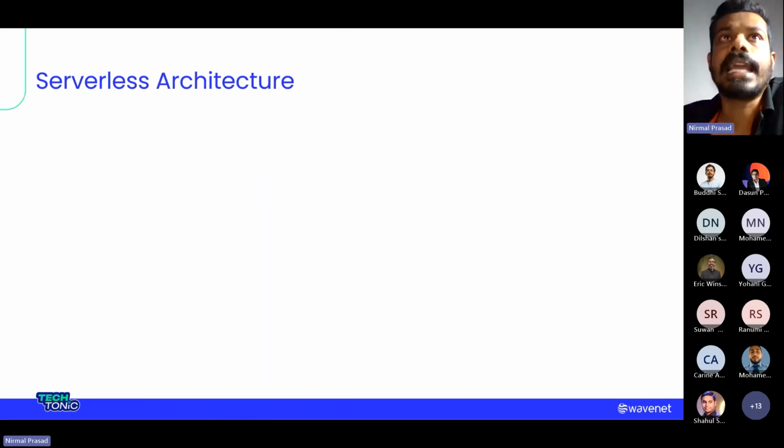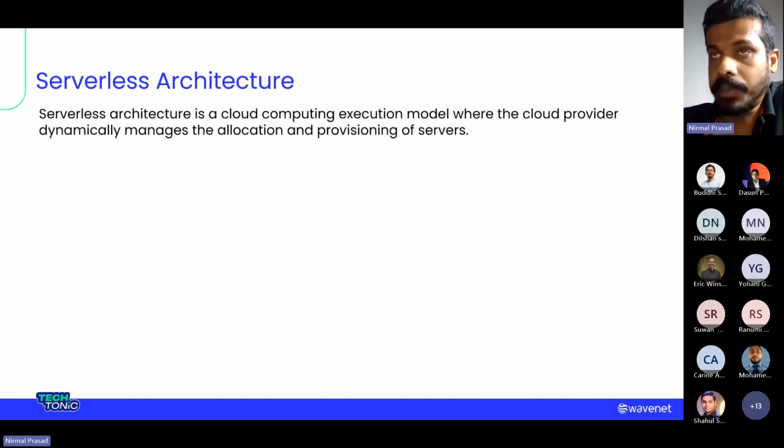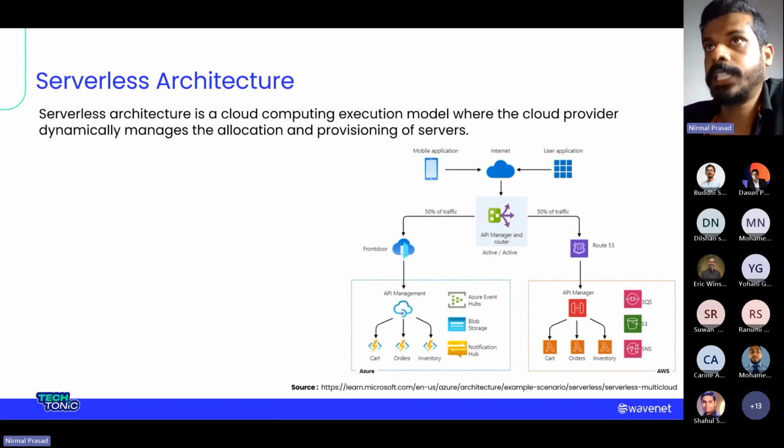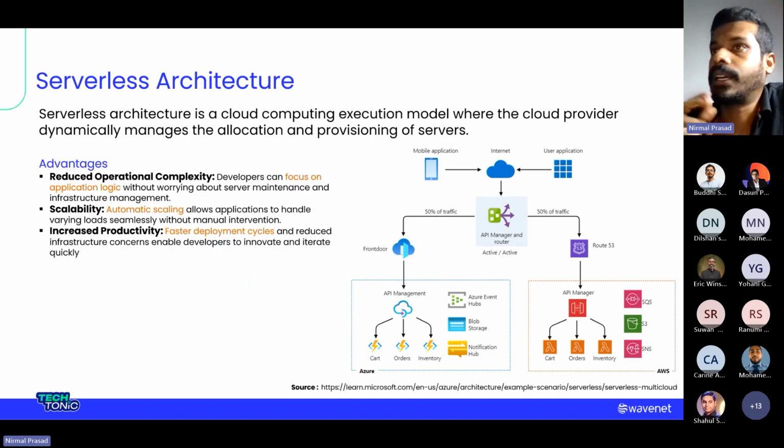Okay. Then the next architecture pattern is serverless architecture. This serverless architecture pattern is very popular these days, because serverless architectures reduce your operational complexity.